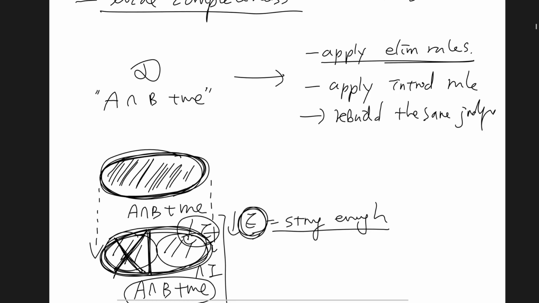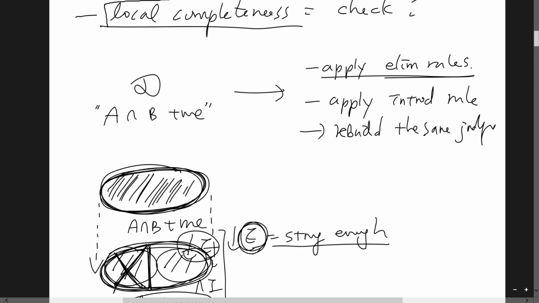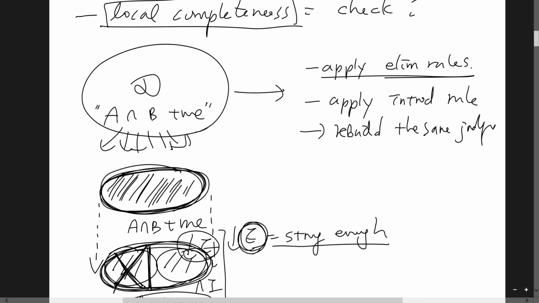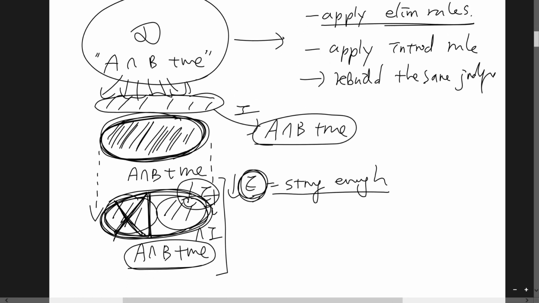So to summarize, to show that a particular connective satisfies the local completeness property, start with a derivation tree, a proof like this one, and then apply the elimination rule and collect as much information as you can, and then finally show that by applying the introduction rule, you can prove precisely the same judgment. In this way, we can indirectly show that all these elimination rules are strong enough that we can retrieve the original information here.